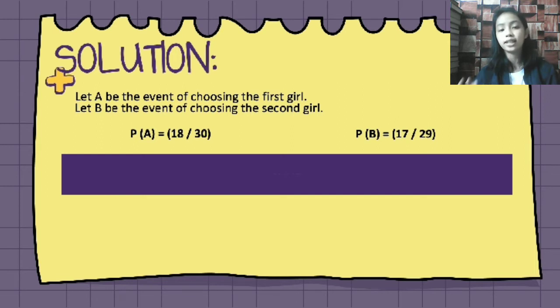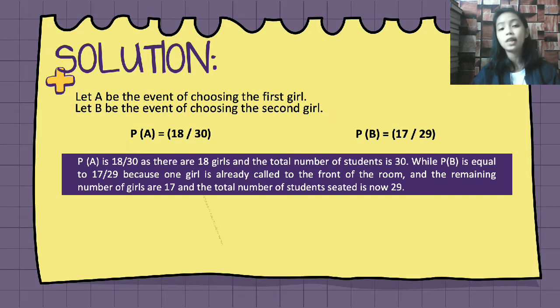For the first event, we will have the probability of 18/30 since there are 18 female students and there are 30 students in total. For the second event, however, you'll notice that both numerators and denominators have decreased by 1. This happens because in the first event, we've already called the first girl and therefore decreased the number of girls and the total number of students by 1. Hence, the probability of event B is 17/29.